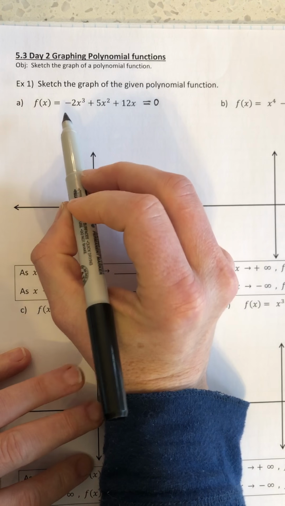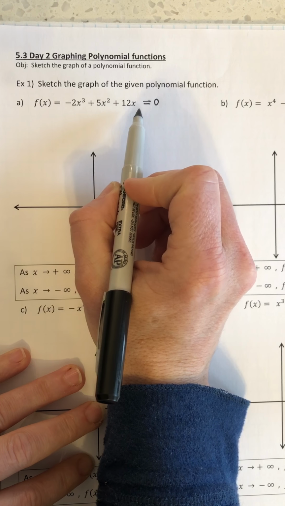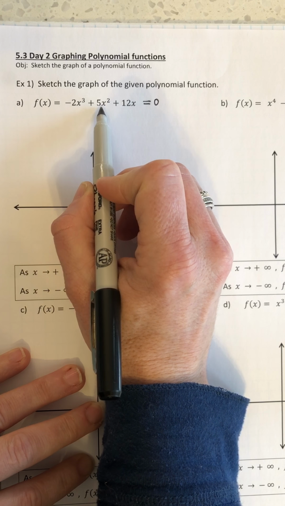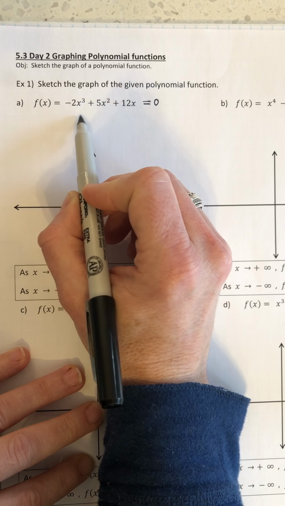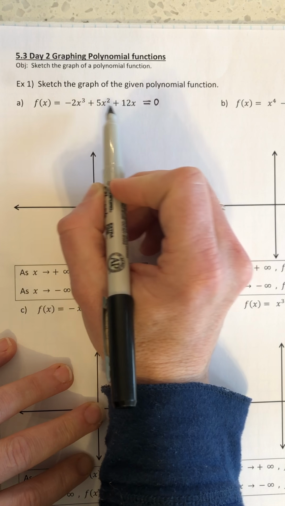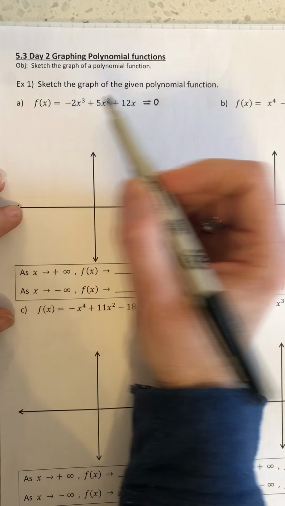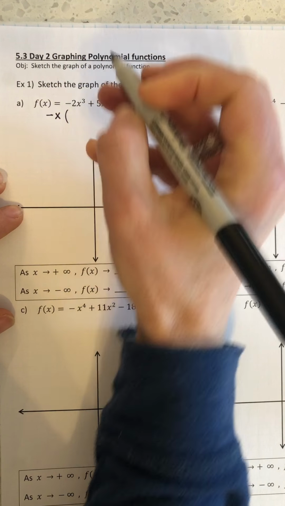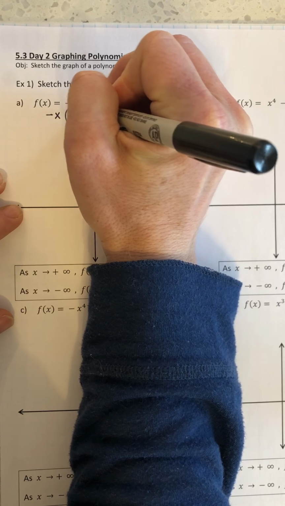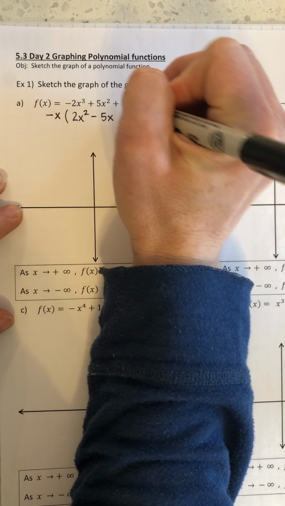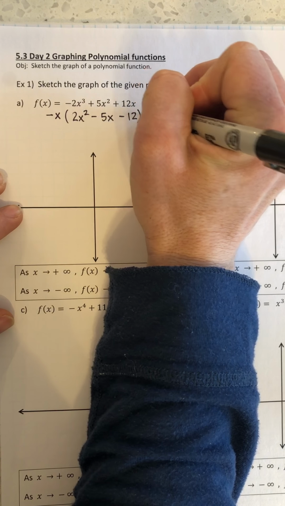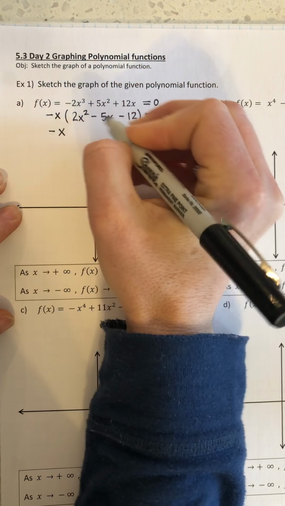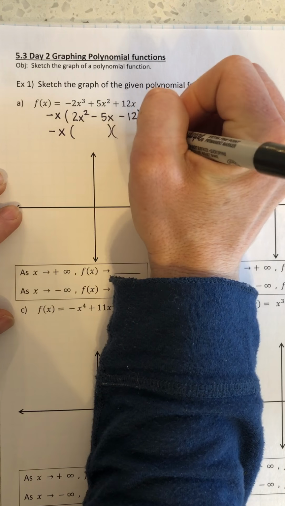Well, if I'm going to solve this by factoring, the first thing we always look for is a GCF. So what does a negative 2x to the third, a 5x squared, and a 12x have in common? In this case, they only have an x in common. But because it's leading with a negative number, we're going to pull the negative sign out too. So we're going to pull out a negative x, which is going to leave us with 2x squared, a negative 5x, and a negative 12. Well, now I'm going to look to see if this factors again. So bring down your negative x, and let's see if we can factor this again.